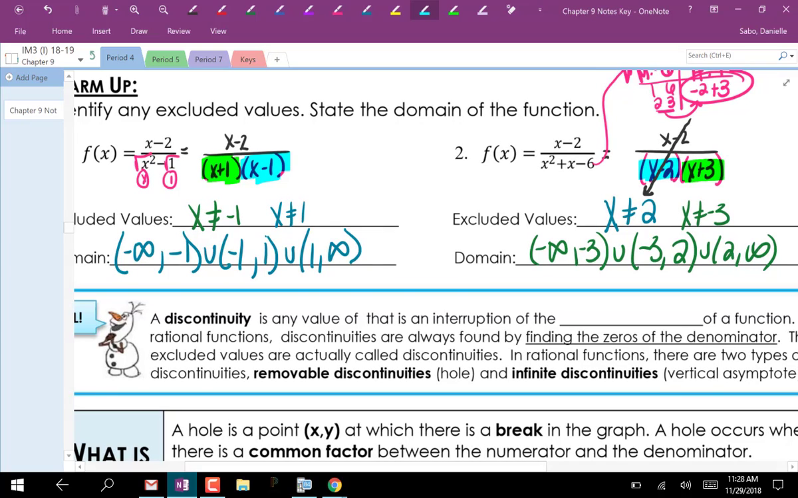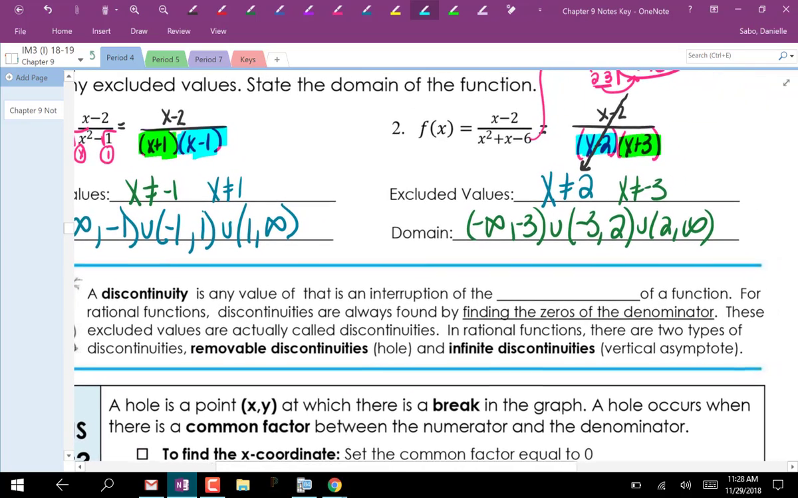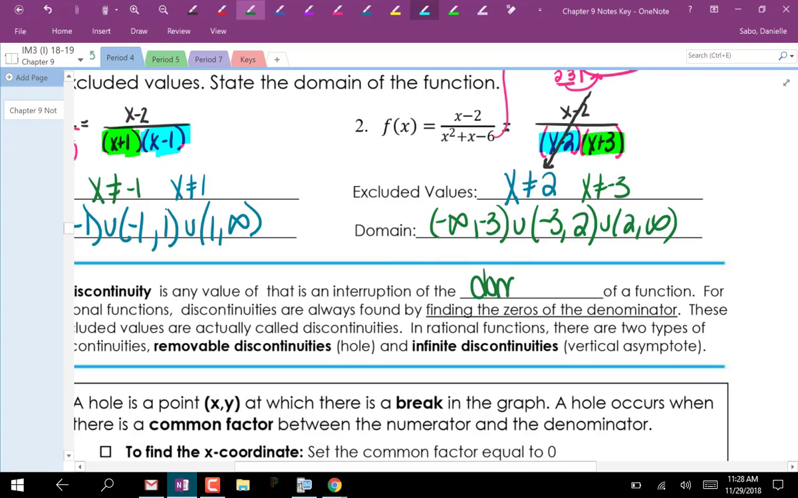A discontinuity, think D denominator. Discontinuity denominator is what makes the value on the bottom equal to 0, which is basically our excluded values. Our excluded values, they're called discontinuities in math. Is any value that is an interruption of the domain. And that's kind of why if you look here above in our warm-up, you were stopping at those discontinuities. We were stopping at 2. We were stopping at negative 3 in this second problem on the warm-up. And that's why it's going to be interrupting my domain. It's like stopping it. Okay?